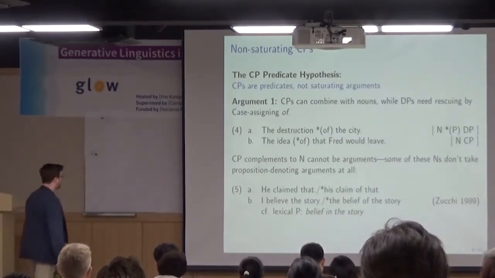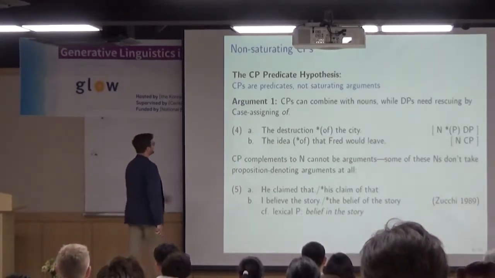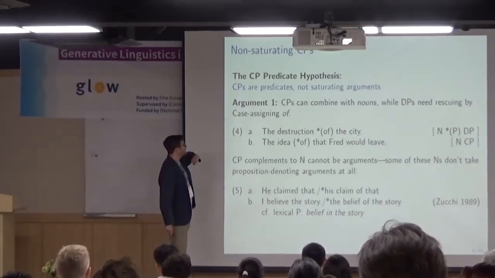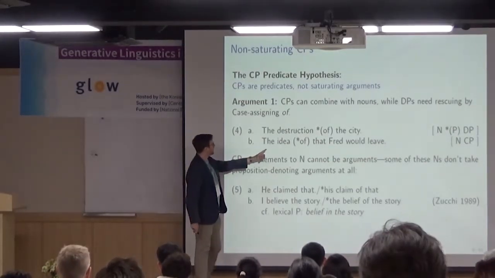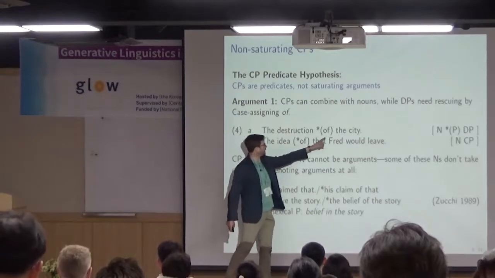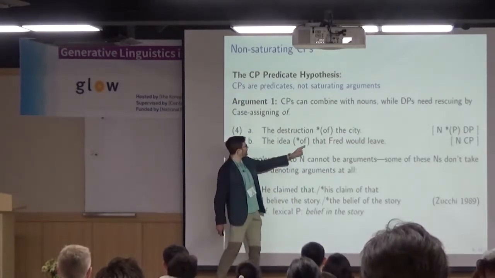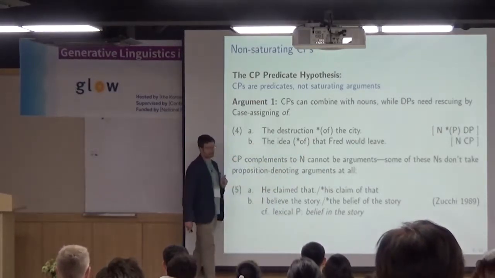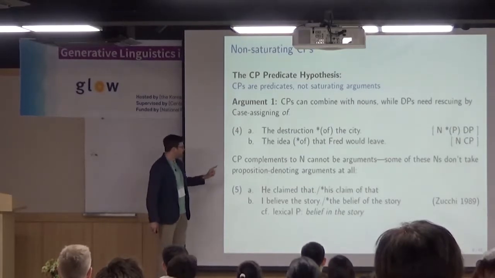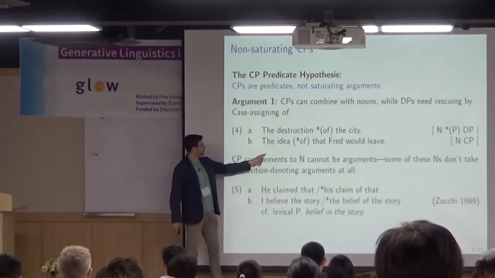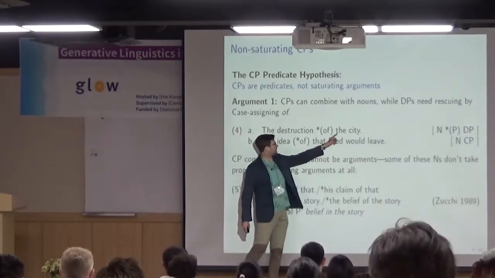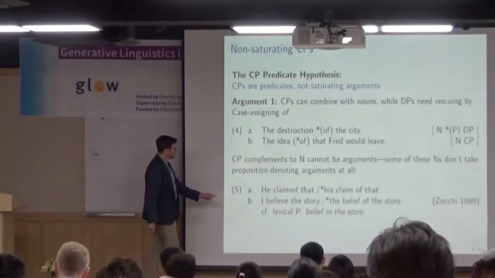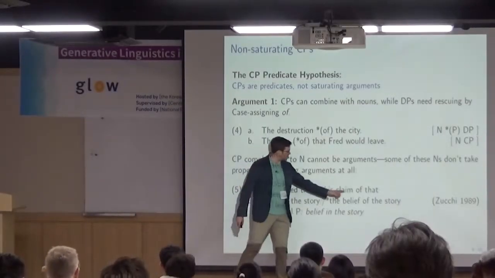The CP predicate hypothesis argues that CPs aren't arguments, but they're predicates. So the first argument is that CPs can combine with nouns in a way that DP arguments can't. So you need a preposition to get an internal argument for a noun when it's a DP, but you absolutely can't have it, at least in English, when it's CP. And it turns out that it's not just about the fact that the DP needs case licensed and the CP is resistant to case. There's a lot of nominalizations that just resist taking arguments altogether.